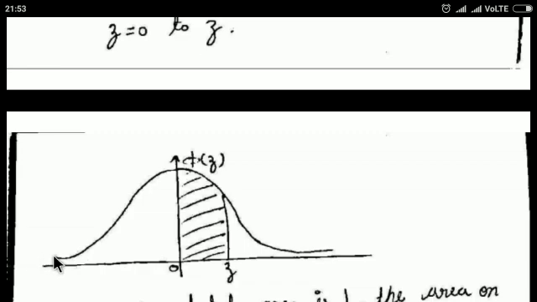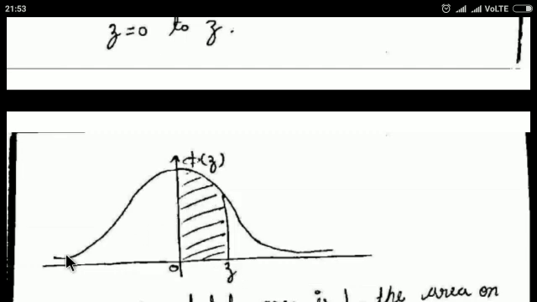Now this is called a standard normal curve. This is a bell-shaped curve which ranges from minus infinity to infinity. Phi of z means the area shaded here, where z ranges from 0 to z.